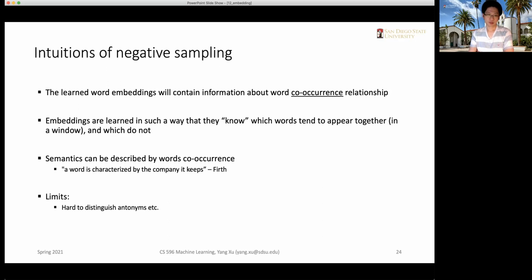Okay, but there are still limits to such a way of training word embedding vectors, because it's hard to distinguish words that carry opposite meanings but are still likely to appear in the same context, right? Like antonyms, they are not easy to distinguish from synonyms, right? So that will require some more clever engineering.